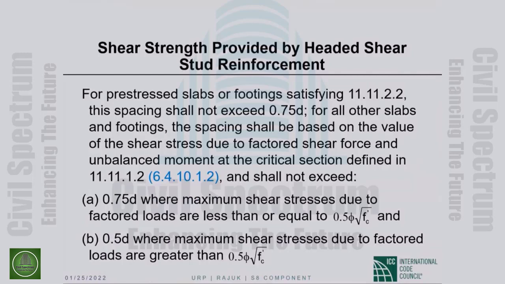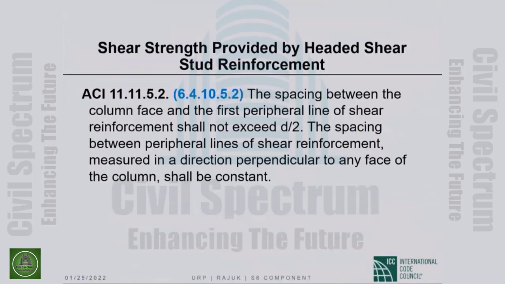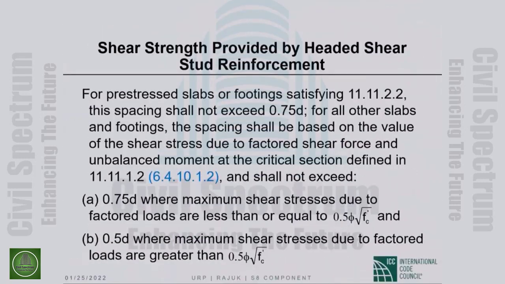So we are still talking about shear strength provided by headed shear stud reinforcement. For pre-stressed slabs or footings, the spacing shall not exceed 0.75D. So here we say the spacing shall be uniform. The spacing between peripheral lines of shear reinforcement shall be constant. Then we are saying for pre-stressed slabs, this spacing shall not exceed 75% of D.